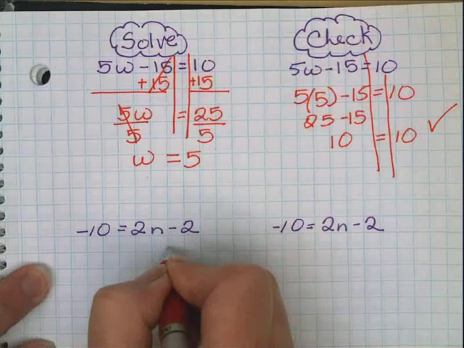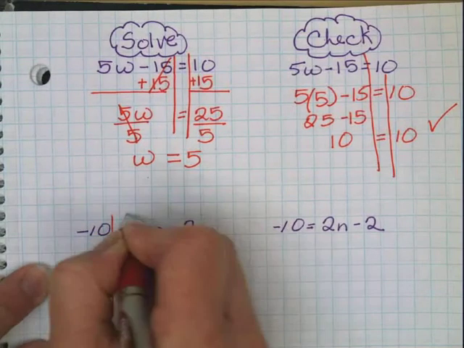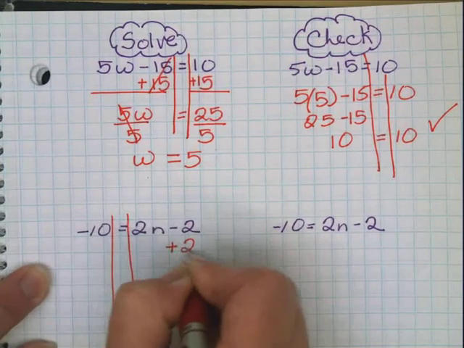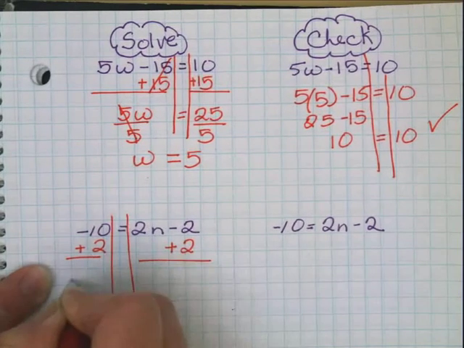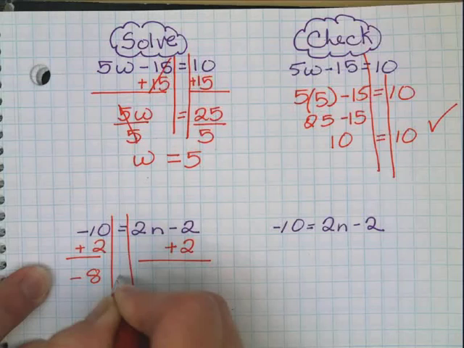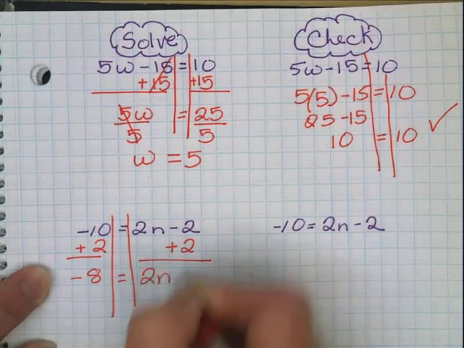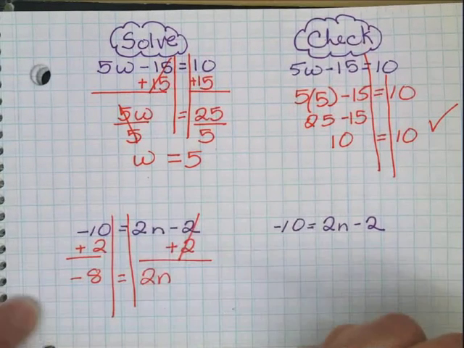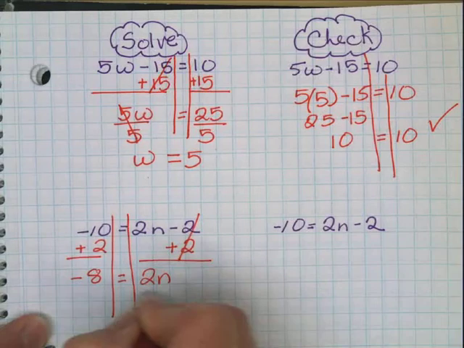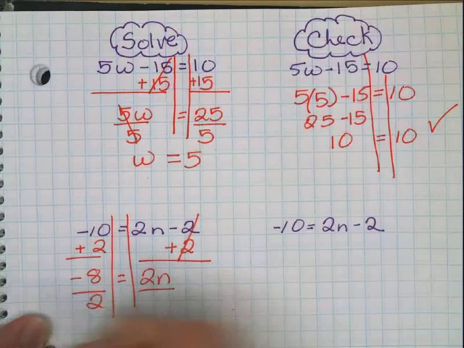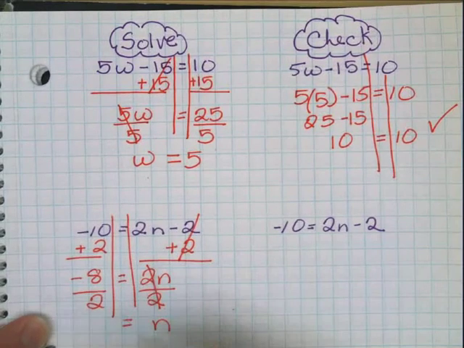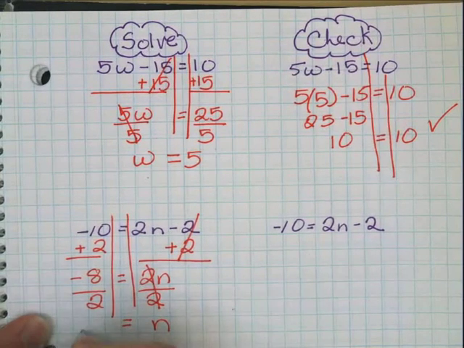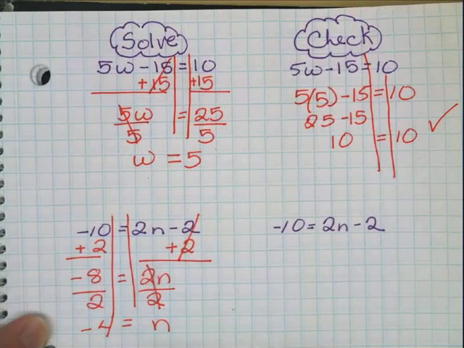In the last example, I begin again by adding 2 to each side, which gives me negative 8 on the left equals 2n on the right, because positive and negative 2 cancel each other out. I then divide both sides by 2. 2 divided by 2 is n. Negative 8 divided by 2 is negative 4.